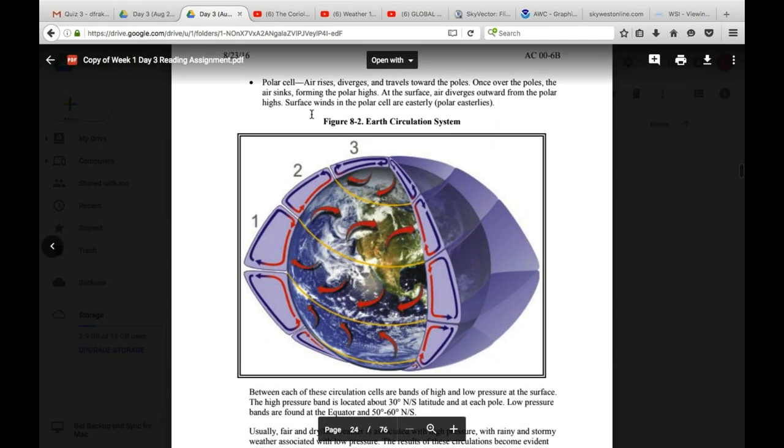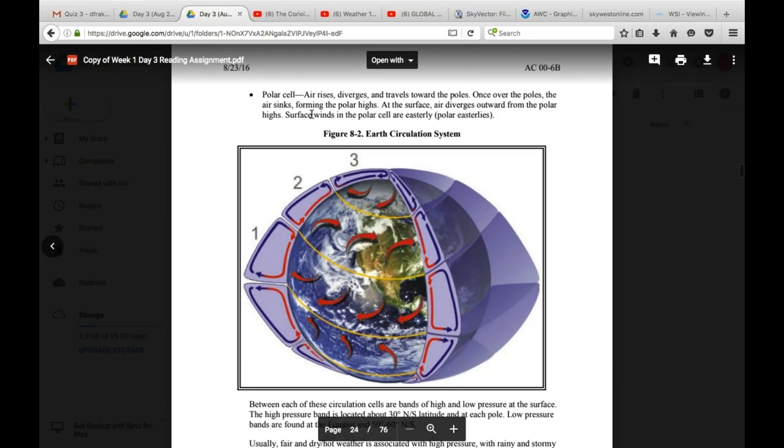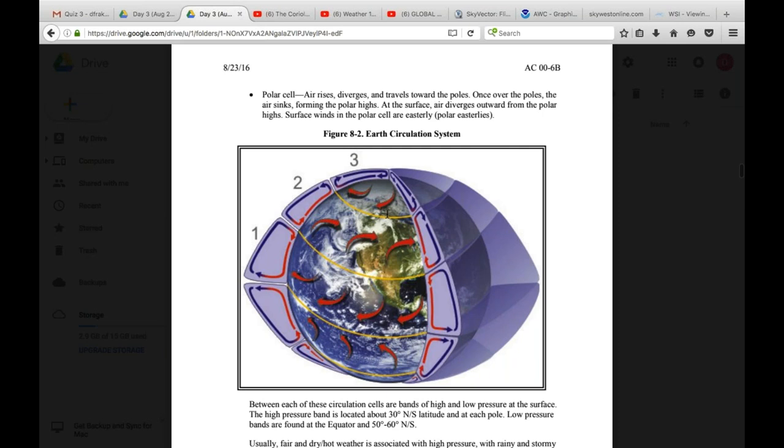Polar cell. Air rises, diverges, and travels toward the poles. Once over the poles, the air sinks, forming the polar highs. So air sinking, so air is pushing down on the Earth. So that's what creates this high pressure. So think about like you're at the surface of the Earth and you're looking up and you've got your hands up in the air and you're holding the pressure out, and this air is pushing down on you. So that's a high pressure. Low pressure, the air would be moving up.